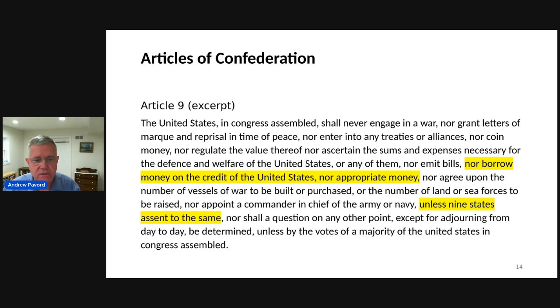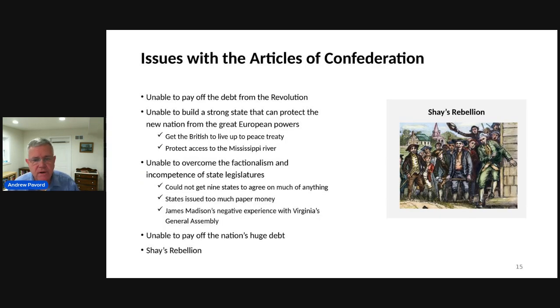First of all, it says Congress shall never engage in war, nor grant letters of marque or reprisal, nor borrow money on the credit of the United States, nor appropriate money, without specific agreement. So there's a limitation on both borrowing and appropriation, unless 9 states agree to it. So it is very hard to appropriate, to spend money, and it's very hard to borrow money because you need 9 states. And then the Articles of Confederation had very serious issues, right?